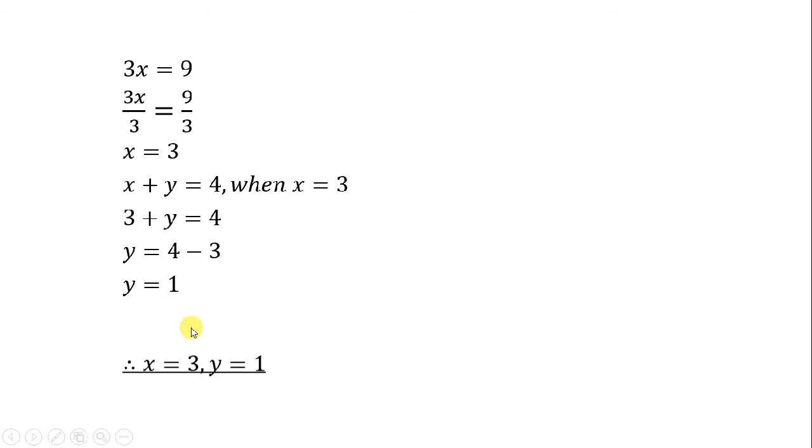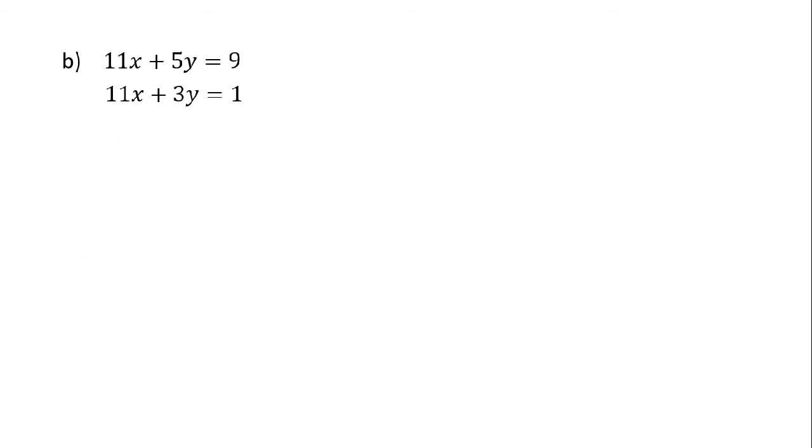But our final answer has to be written like this. Both the variables have to be written. So we are saying therefore x is equals to 3 and y is equals to what? To 1. So when we substitute this value of x and this value of y into both the equations, they are going to give us true sentences. Let's go to the next example.